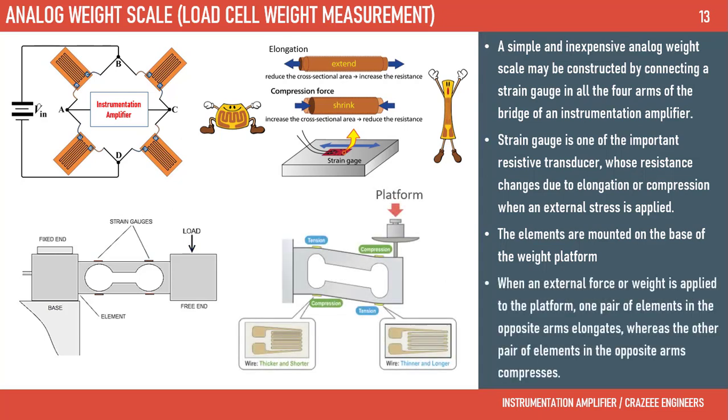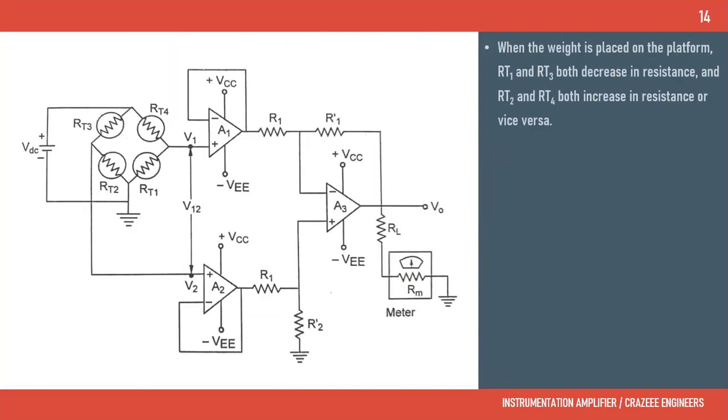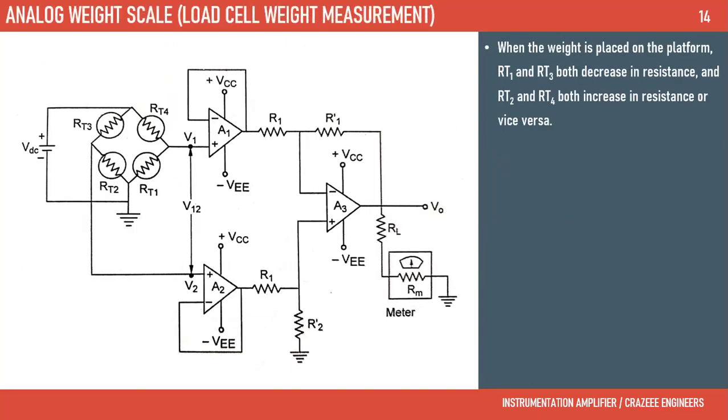When an external force or weight is applied to the platform, one pair of elements in the opposite arms elongates, whereas the other pair of elements in the opposite arms compresses. When the weight is placed on the platform, RT1 and RT3 both decrease in resistance, and RT2 and RT4 both increase in resistance, or vice versa.